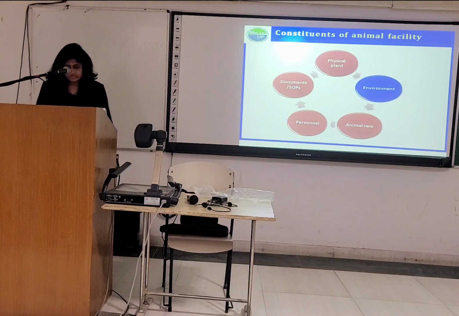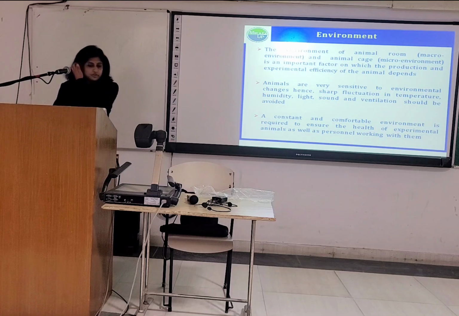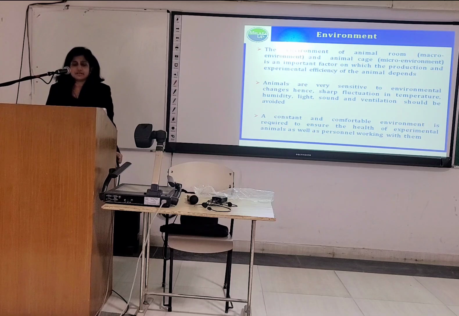The second constituent is environment. The environment of the animal room, the macro environment, and the animal cases, the micro environment, is an important factor on which the production and experimental efficiency of the animal depends. Animals are very sensitive to environmental changes, hence sharp fluctuations in temperature, humidity, light, sound, and ventilation should be avoided. A constant and comfortable environment is required to ensure the health of experimental animals as well as personnel working with them.